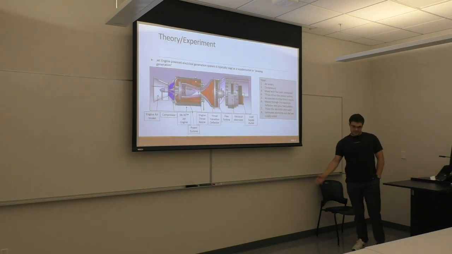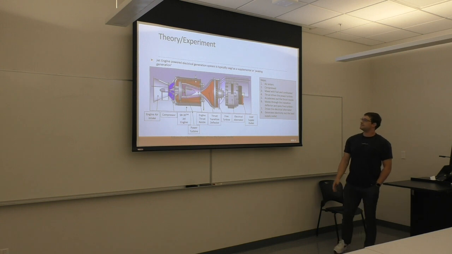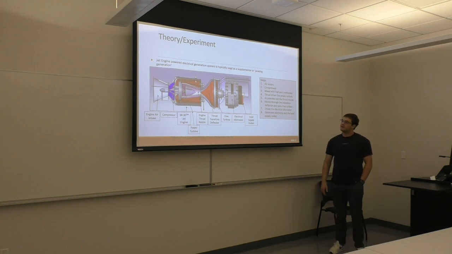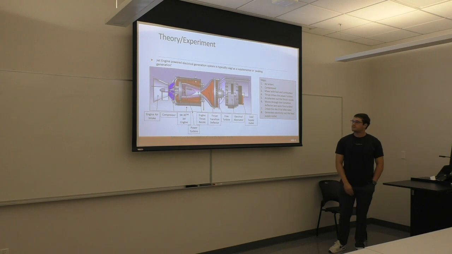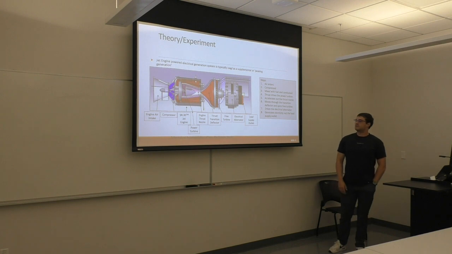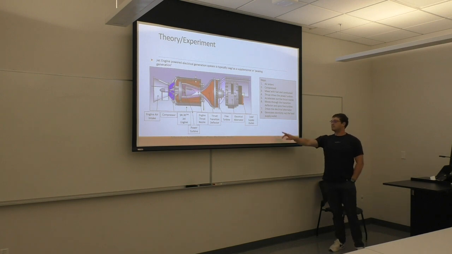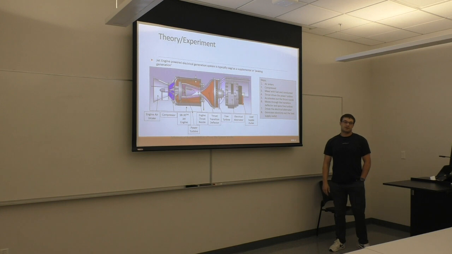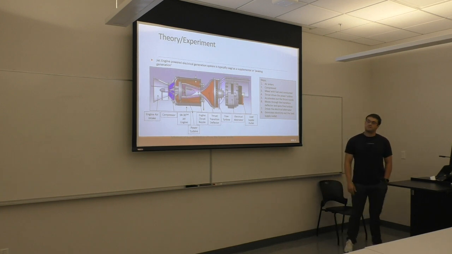So the main systems of this experiment: you have your engine air intake at the front, your compressor, then your jet engine and power turbine, your engine thrust transition deflector, your free turbine, and then your electrical alternator and load supply. That's where your power is going to come from, the front part of your turbine.